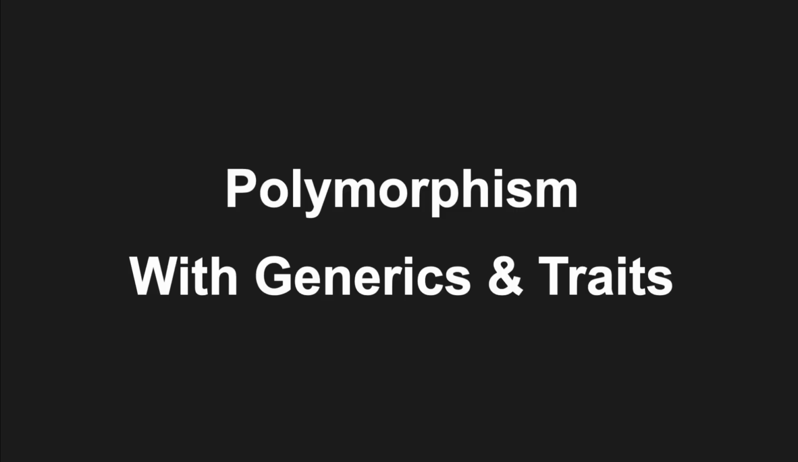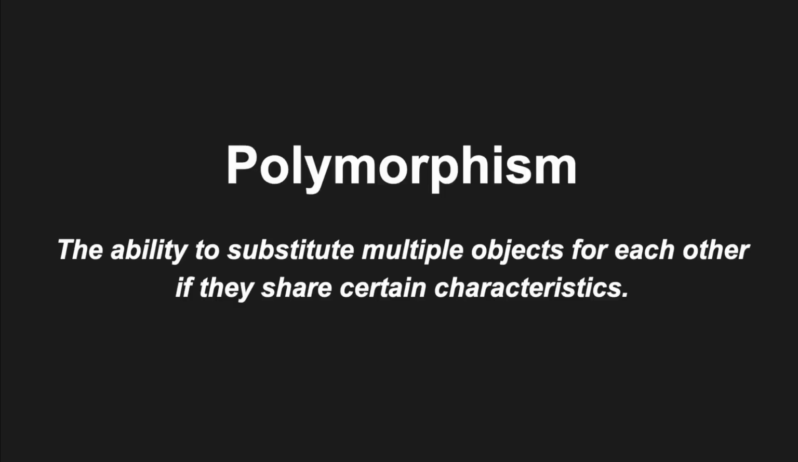Next, let's talk about polymorphism with generics and traits. Polymorphism is the ability to substitute multiple objects for each other if they share certain characteristics. Some languages achieve this through inheritance. However, Rust does not support classical inheritance, as it often leads to sharing more code than necessary, making code inflexible. Instead, Rust achieves polymorphism through generics and traits.